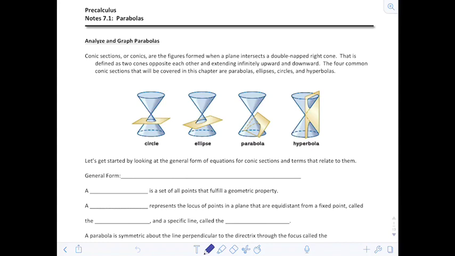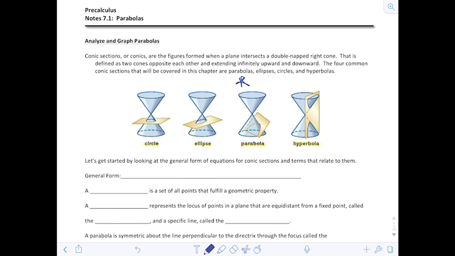Okay, notes for 7.1, parabolas. So in Chapter 7, we're going to start talking about conic sections. And you can see the 4 conic sections that we're going to talk about in this chapter are here below: the circle, the ellipse, the parabola, and the hyperbola. But today in 7.1, we're going to focus on the parabola.